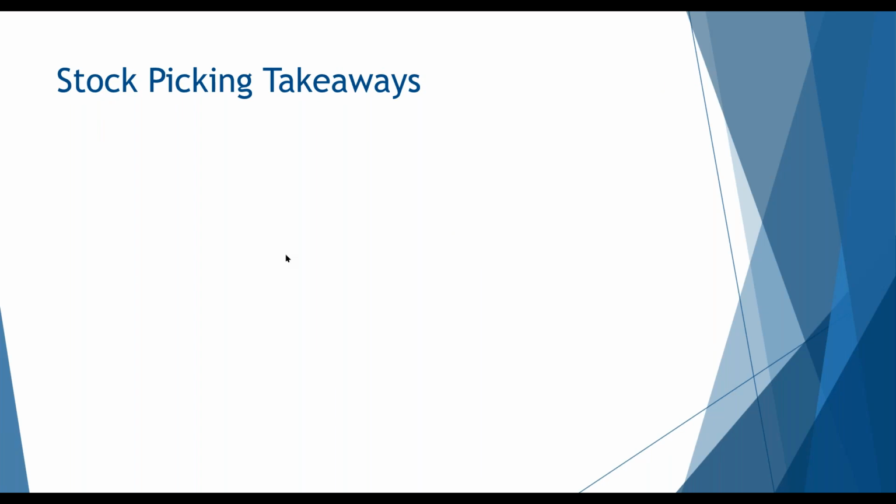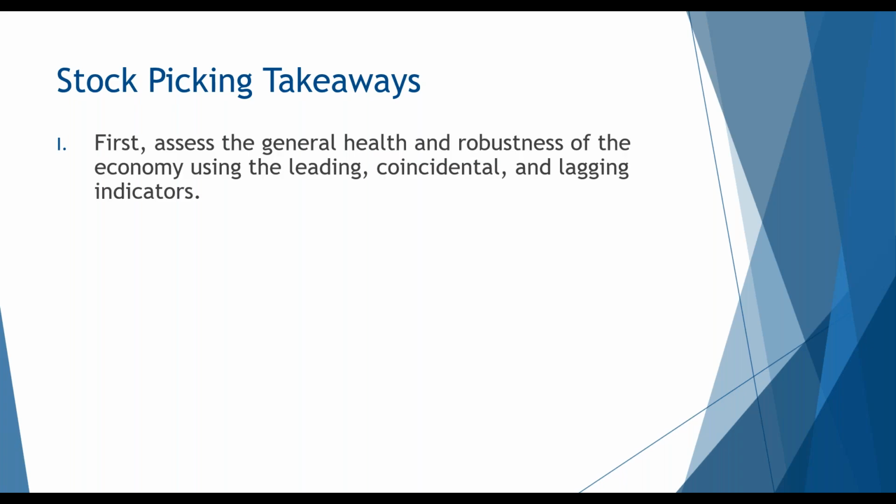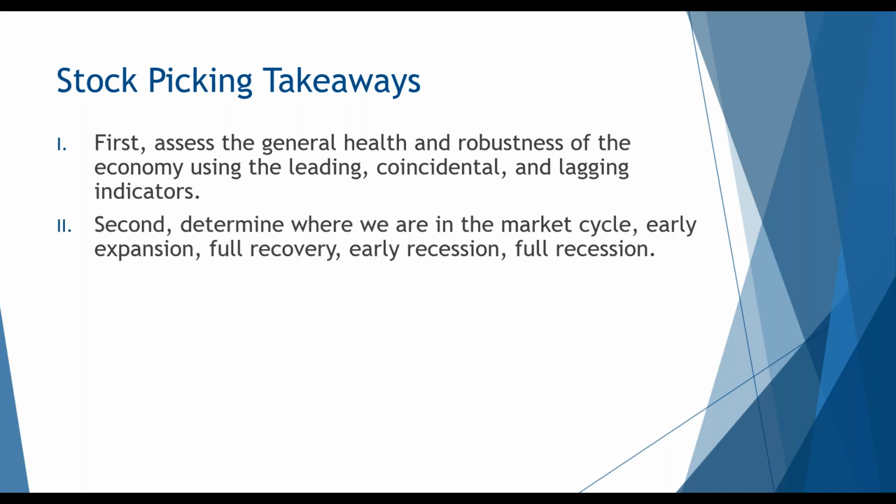All right, so a couple takeaways here. First, we're going to assess the general health of the economy, right? The robustness or lack of it. And how are we going to do that? Well, we're going to look at those leading, coincidental, and lagging indicators. Those are going to give us that information. That's going to help us define where we are in our market cycle and our economic cycle.